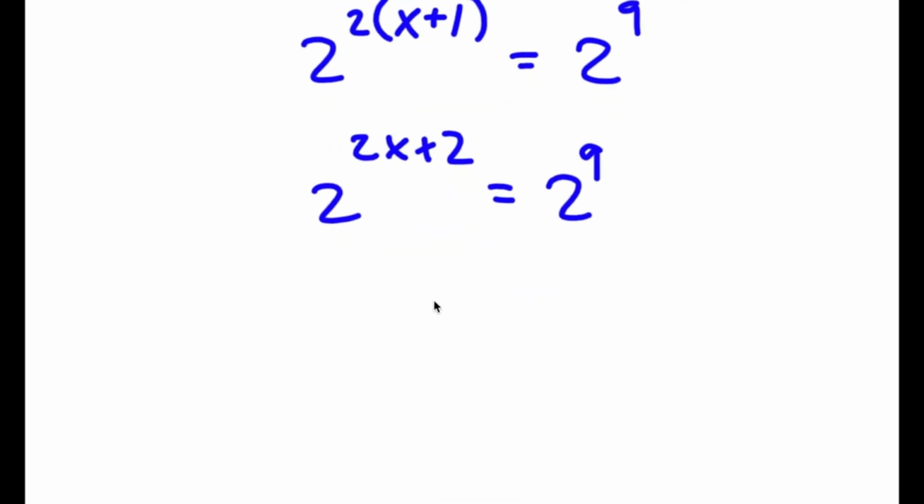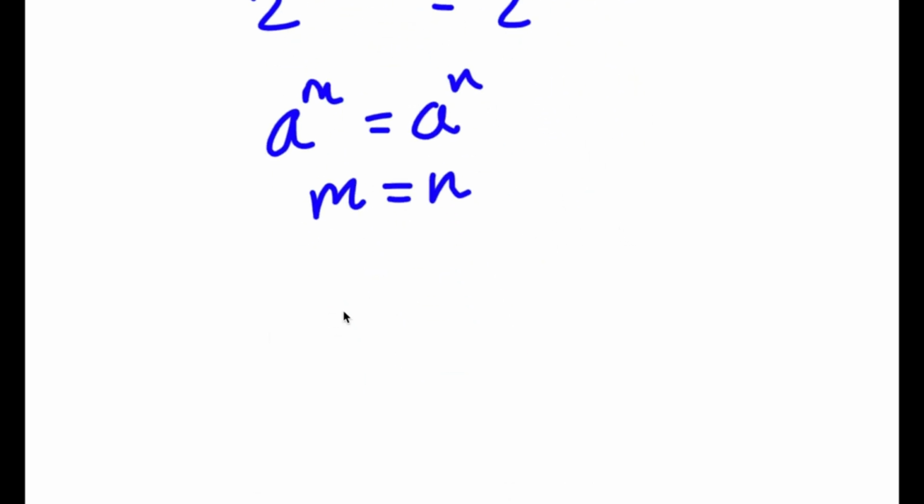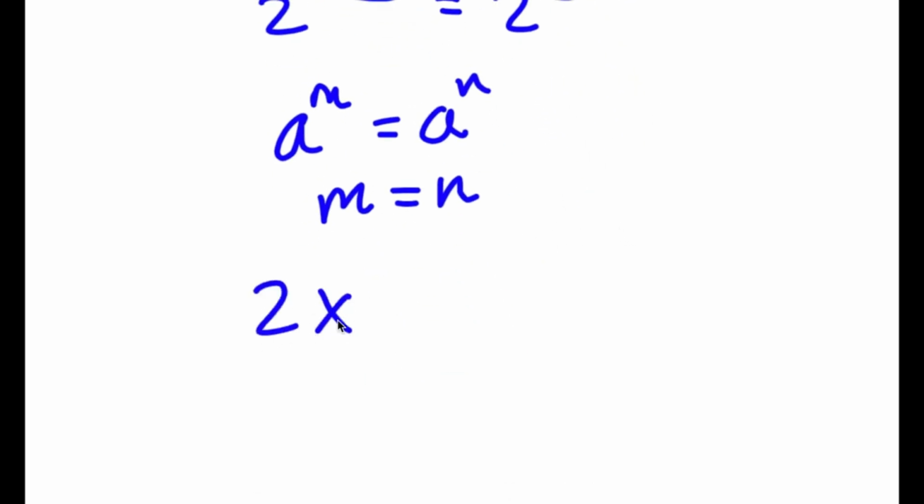And if I have something in the form a to the power of m is equal to a to the power of n, this means that m is equal to n. So in this case, m is 2x plus 2, and n is 9. So now I have 2x plus 2 is equal to 9.